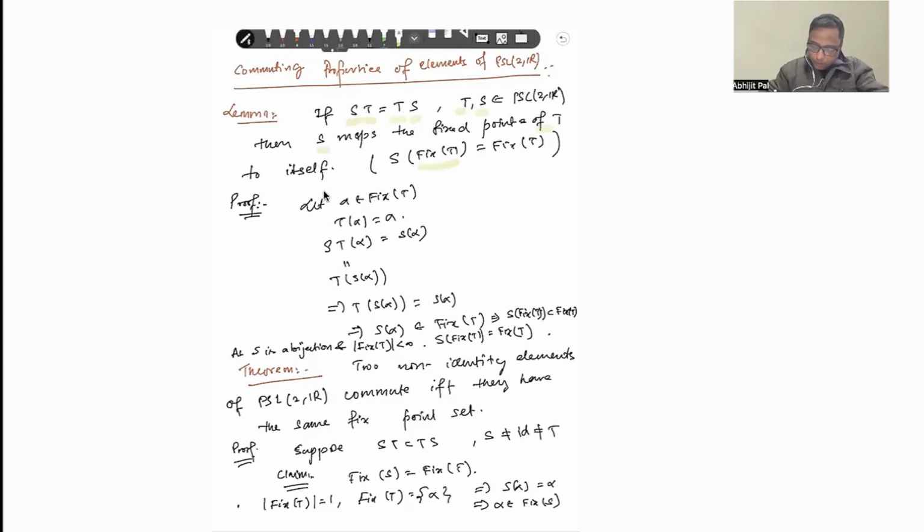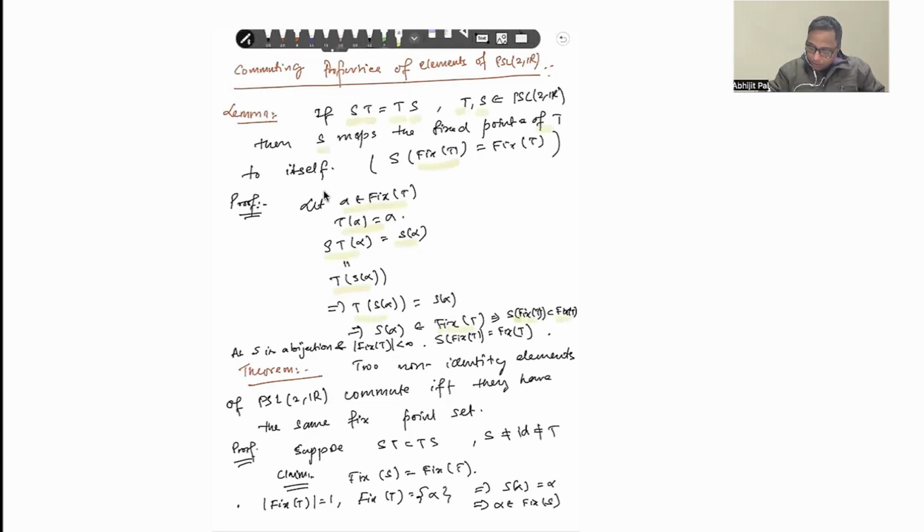So the proof is very easy. Let us take alpha to be a fixed point of T. So T of alpha is equal to alpha. Now you apply S on this. So ST alpha is equal to S alpha, and we know that ST equals TS. Therefore, we have T of S alpha is equal to S alpha. So this implies that S alpha is also fixed by T. So S alpha belongs to the fixed point set of T, and this implies that S of the fixed points of T is a subset of the fixed points of T.